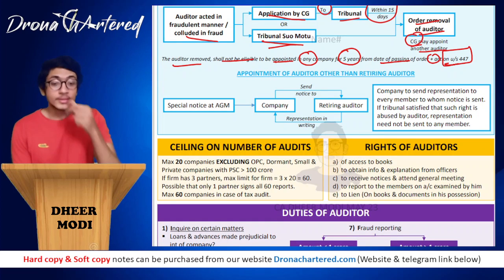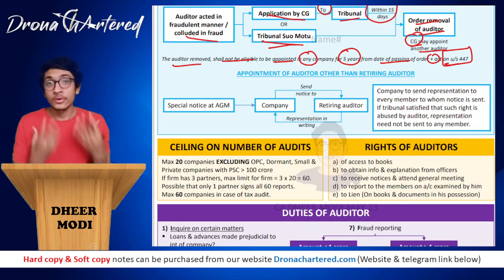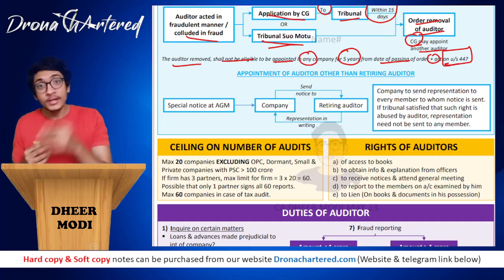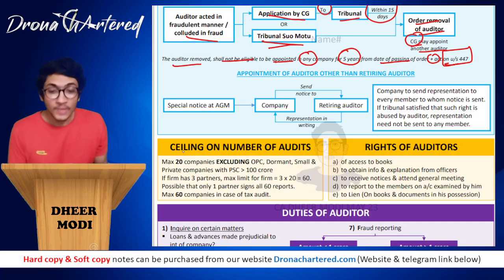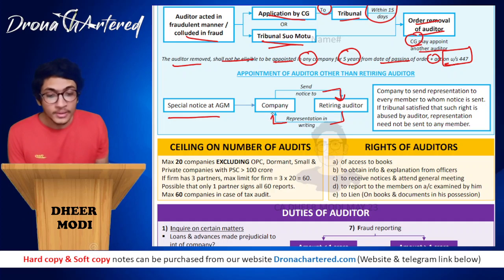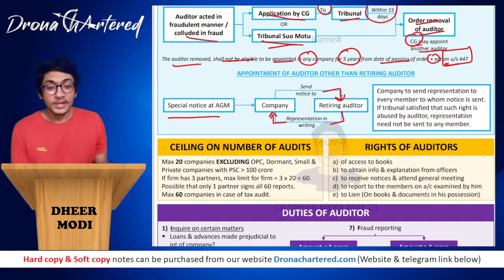Appointment of auditor other than the retiring auditor, that means if your auditor has retired and you are not appointing that same auditor, you are getting another auditor. In such a case, what happens? You have to take a special notice at the AGM. The company will send notice to the retiring auditor that, boss, we are not hiring you. And the retiring auditor can send a representation in writing, if he wants to communicate something.